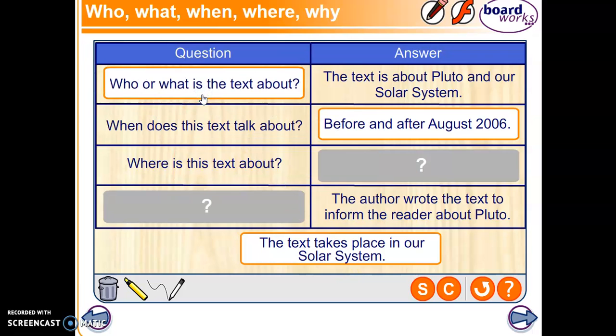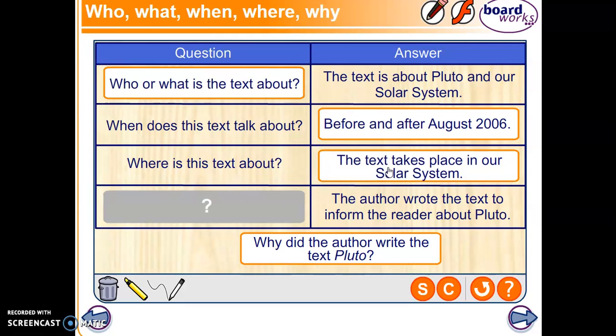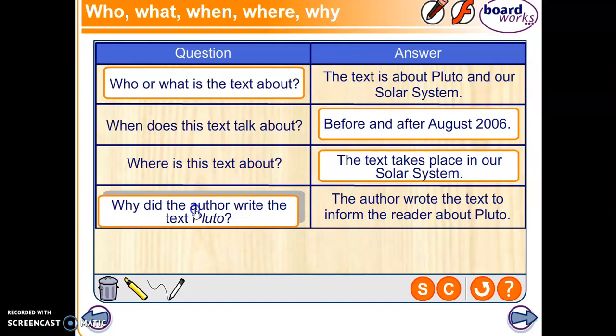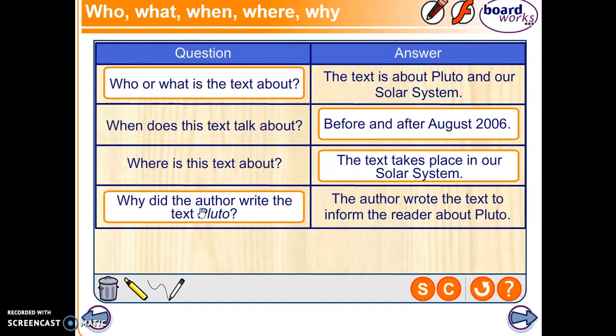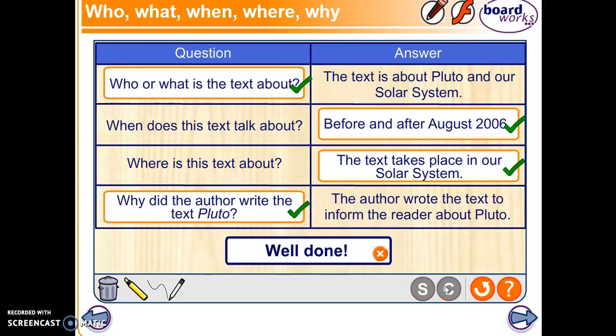The text takes place in our solar system. Where is the text about? The text takes place in our solar system. And by process of elimination, our last one: the author wrote the text to inform the reader. The question is why. Why did the author write the text about Pluto? And when we hit correct, all good.